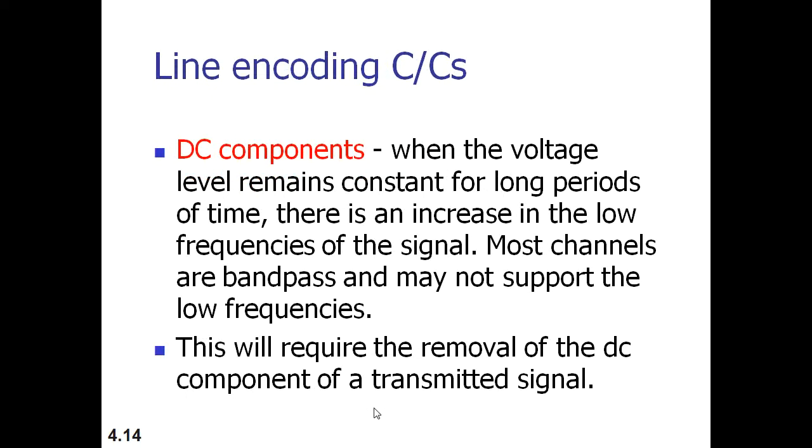Next one is the DC component. When the voltage level remains constant for a long period of time, there is an increase in the low frequency of the signal. Most channels are band pass and may not support low frequencies. Such low frequency signals are not supported by band pass channels. So this will require the removal of the DC component of a transmitted signal. The meaning of this is that the DC component should be removed from the actual signal.